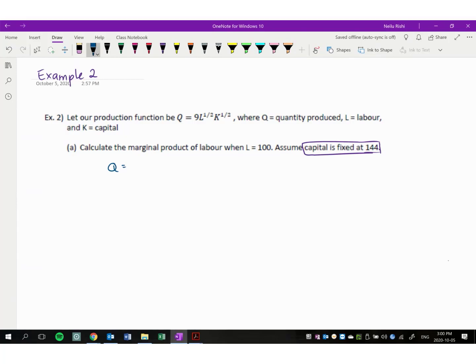So this is a condition, and when you're doing your work in the real world, you would make a note of that, saying a big assumption, capital fixed at 144. That would be a bold thing that you would put into your assessment. Any assumptions like that. So this is 144 to the power of half, which is really the same as 12. It's the square root of 144. So I get 9 times 1 times 12, which gives me 108 L to the power of half. So this is the Q function when capital is fixed at 144.